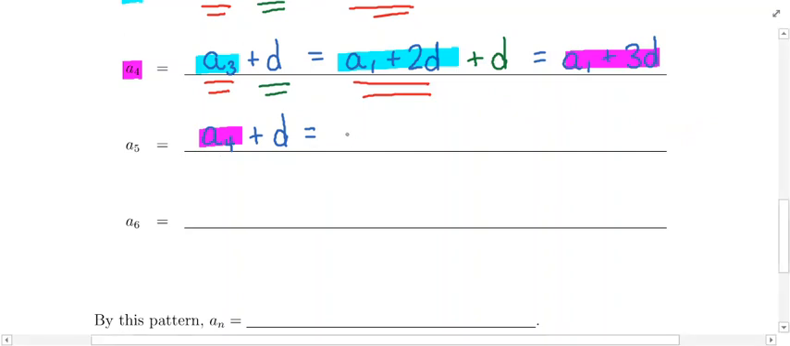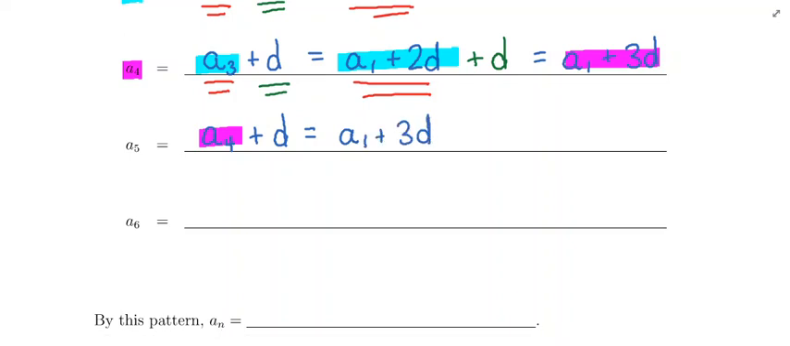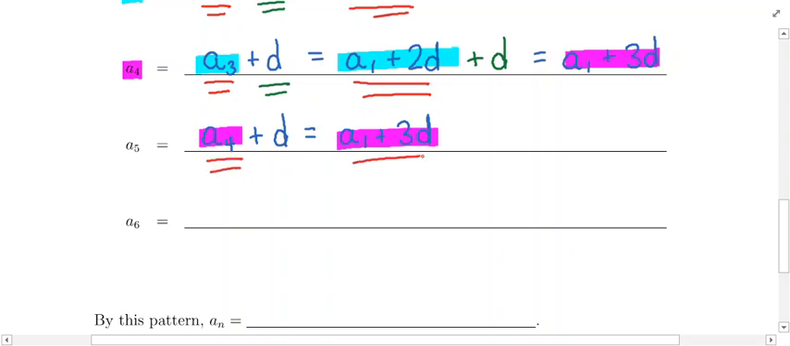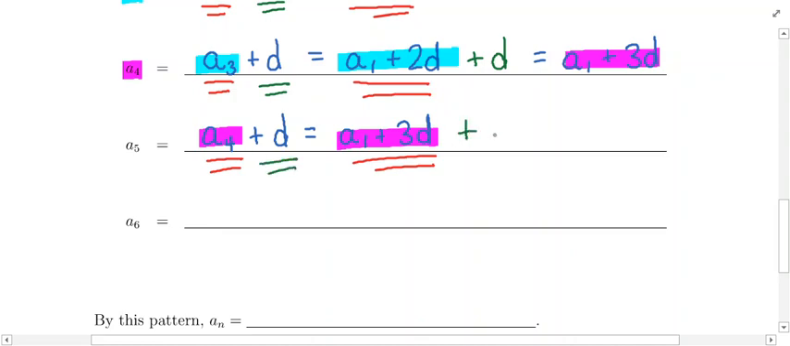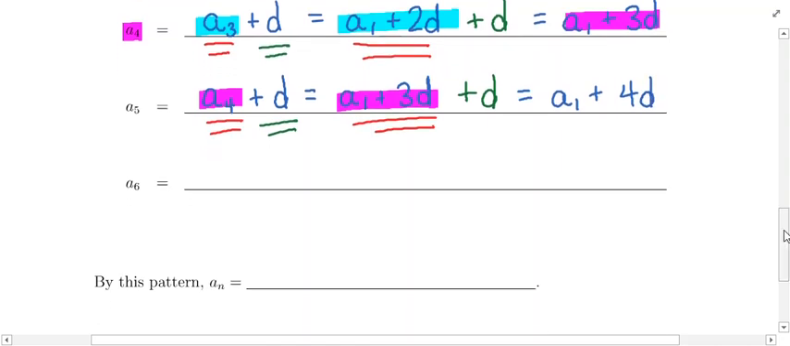A4, what I have in purple, that's the same thing as A1 plus 3D. So this is A4. The purple stuff is equal. And now we need to add another instance of D here. If we simplify, we get that A5 is the same thing as A1 plus 3D plus D, that's going to be plus 4D. We'll do this one more time.